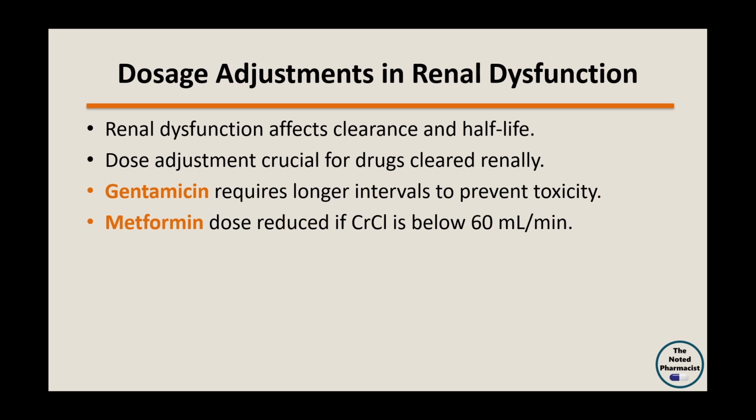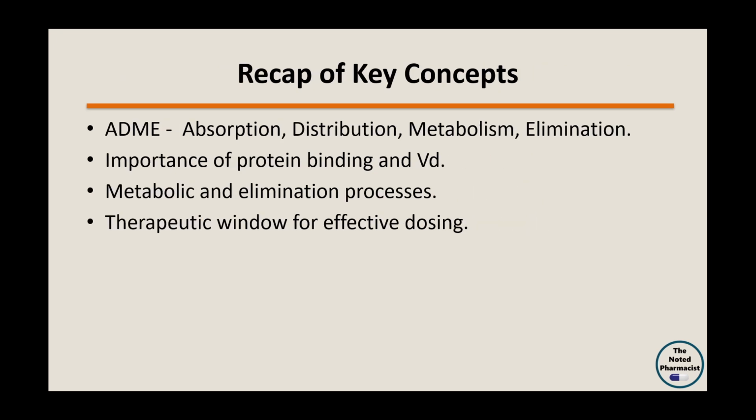Key pharmacokinetic parameters, such as clearance and half-life, are altered in renal dysfunction, making dose adjustment crucial. For example, antibiotics like gentamicin require extended dosing intervals to avoid toxicity in patients with impaired renal function. Similarly, metformin, which is excreted unchanged by the kidneys, needs careful dose reduction if creatinine clearance falls below 60 mL per minute to avoid lactic acidosis.